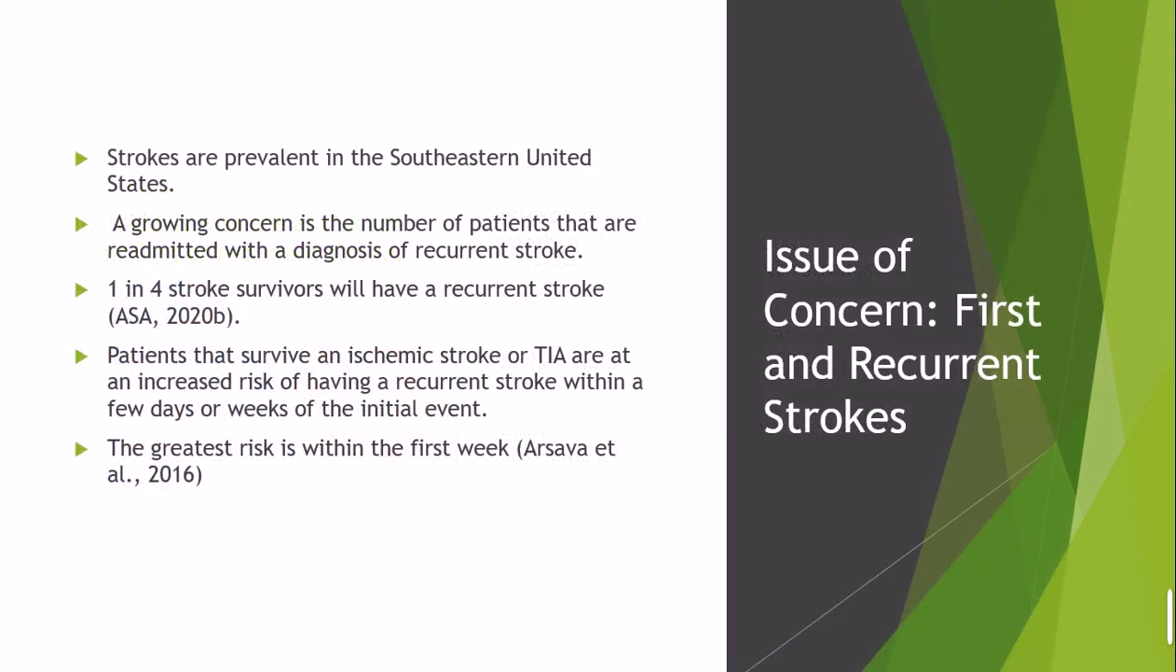The issue of concern is the number of individuals who are being admitted to the hospital that are at risk for their first or recurrent stroke. Strokes are prevalent in the southeastern United States. Patients that survive an ischemic stroke, or TIA, are at an increased risk of having a recurrent stroke within a few days or weeks of the initial event. 1 in 4 stroke survivors will have a recurrent stroke.